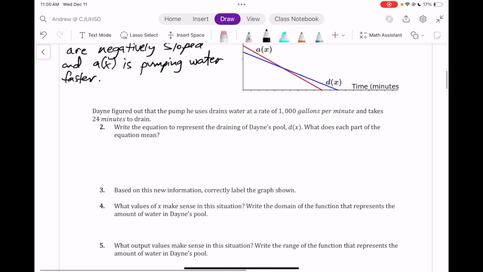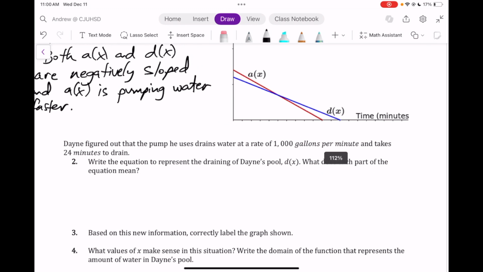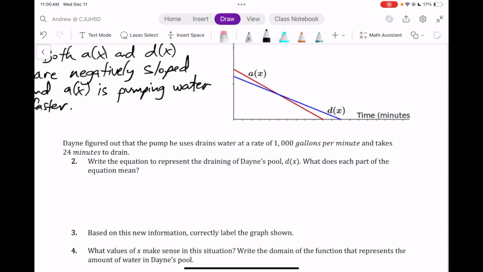Okay, now, Dane figured out the pump he uses drains water at a rate of 1,000 gallons per minute, and it takes 24 minutes to drain. Well, they've told us a lot of information right there. So for Dane, his slope is negative 1,000 gallons per minute. That's how fast his pump is going.